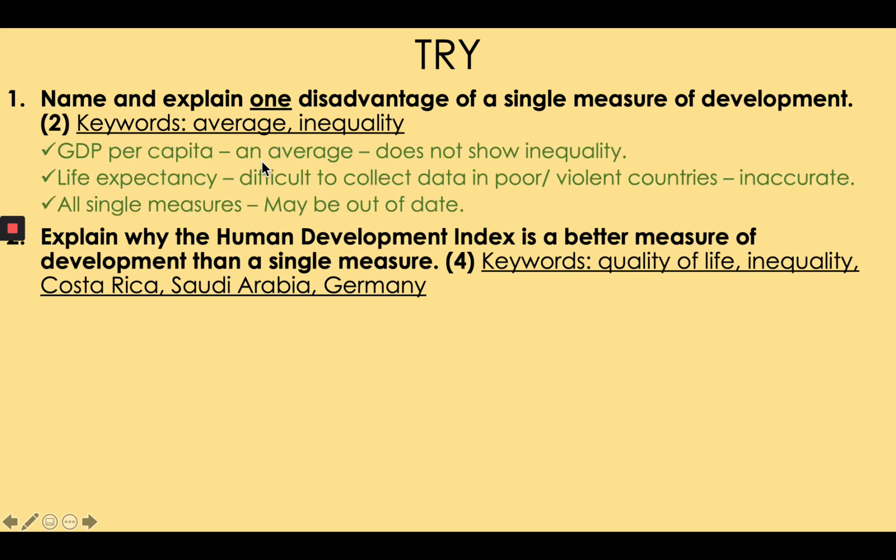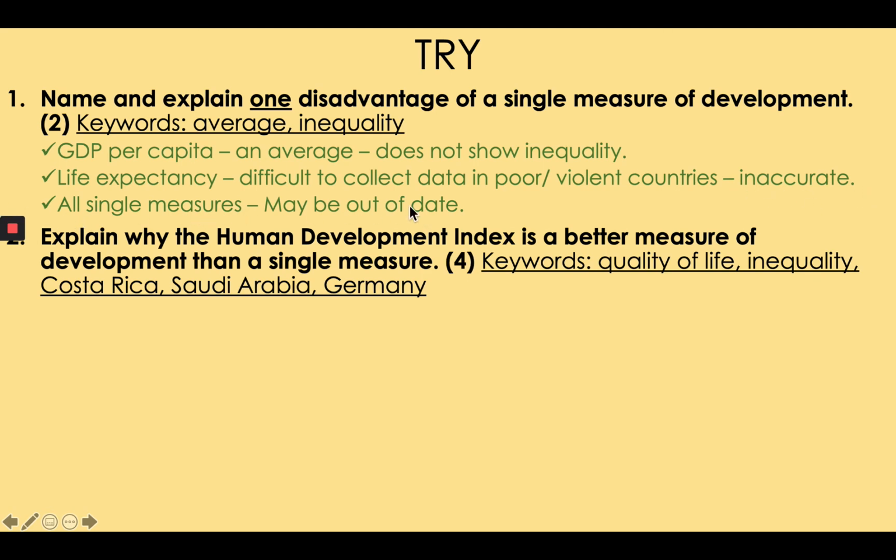So you could have had the following. GDP per capita. One disadvantage, it's an average and therefore it doesn't show inequality. You could have said life expectancy or any other social measure. It's difficult to collect data in poor or violent countries and therefore it's inaccurate. For example, as I said, life expectancy, it's often not recorded when people are born in poorer countries. So the measure is inaccurate.